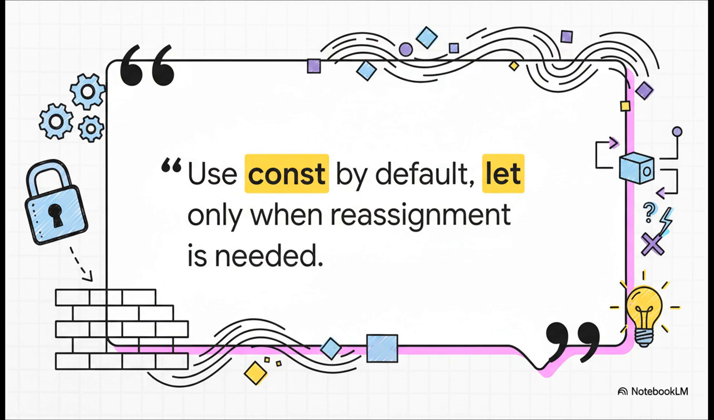Your default should always be const. Start with const. This habit makes your code a whole lot safer and just easier to think about. You only switch over to let if you realize later, oh, I actually do need to reassign this. It's a simple rule, but it tells everyone you write clean, intentional code.